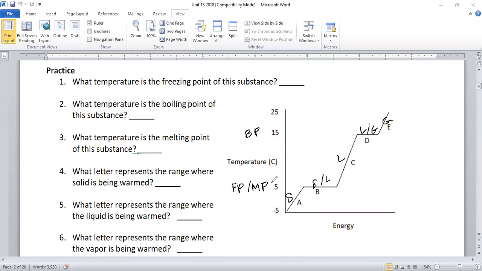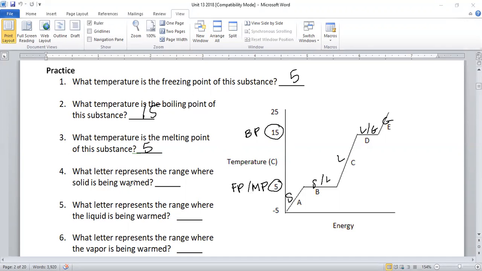Okay, so pause this video now to answer the questions, and then I will go over the answers when you unpause it. Okay, question number 1, what temperature is the freezing point? If they're labeled, these are really easy to see. So question number 1 is 5 degrees. What temperature is the boiling point? 15. Melting point is the same as freezing point.